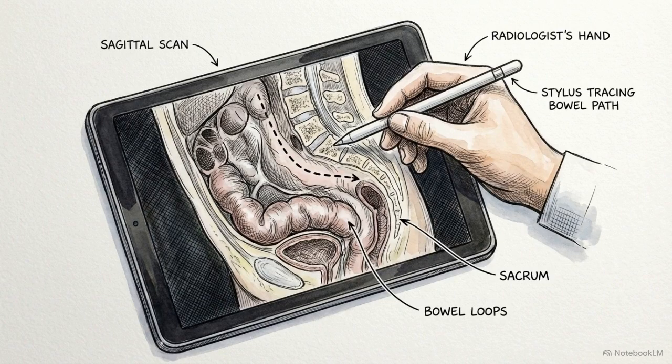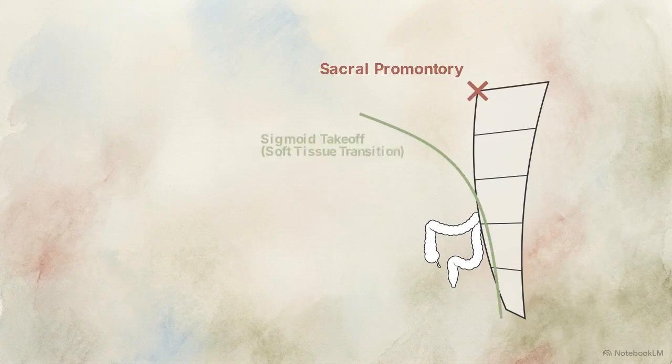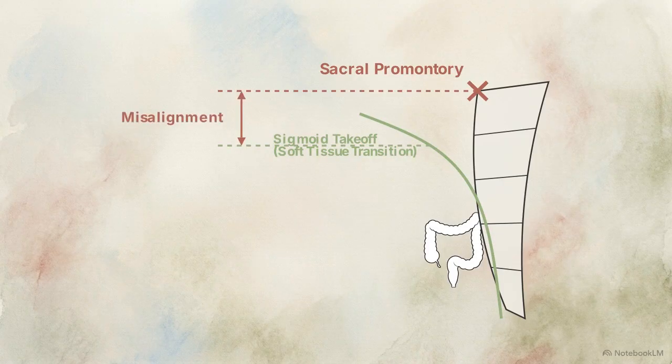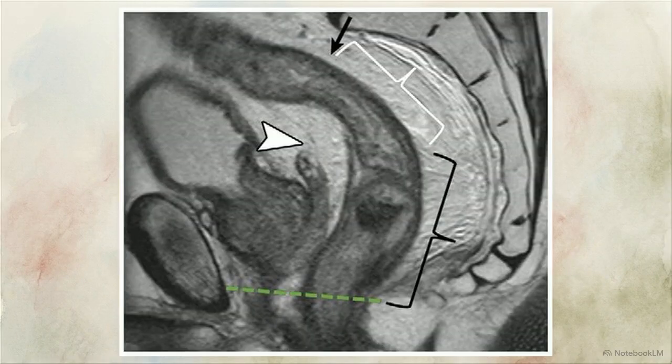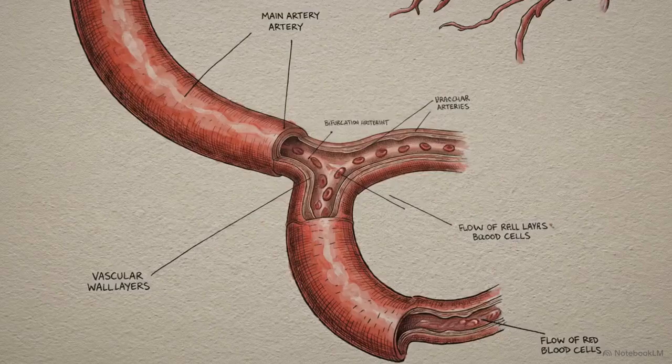To cap the upper limit of the rectum, we must discard historical landmarks. For decades, clinicians used the sacral promontory, the inward projecting top edge of the first sacral vertebra. However, this bony landmark does not accurately reflect the soft tissue transitions. This sagittal MRI highlights the sigmoid takeoff, or STO. This is the exact point where the rectum pulls away from the sacrum and flexes anteriorly. It marks the transition where the fixed mesorectum ends and the highly mobile sigmoid mesocolon begins.